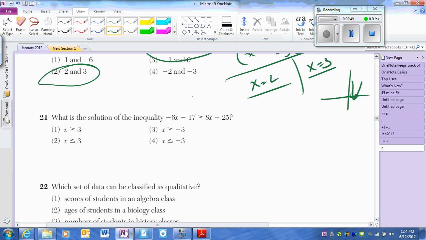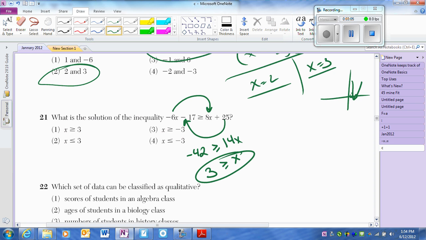Right, first thing I'm going to do is move this over to here by adding it to both sides. And I'll subtract that, bring it over. So I get negative 42 is greater than or equal to 14x divided by 3. And I get x is less than or equal to 3. Careful. Less than or equal to 3.